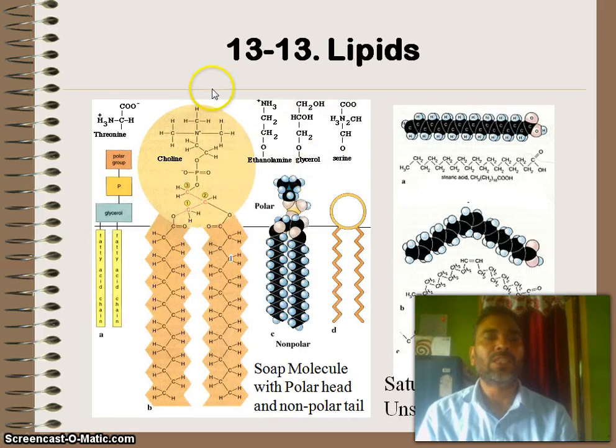Now look at the lipids. You see COOH, and here polar groups, phosphate and glycerol, choline. You see this is hydrocarbon. This is the polar group. This is the non-polar group. This we call the head. This is the tail part. So soap molecules have a polar head and non-polar tail. Saturated and unsaturated fatty acids.